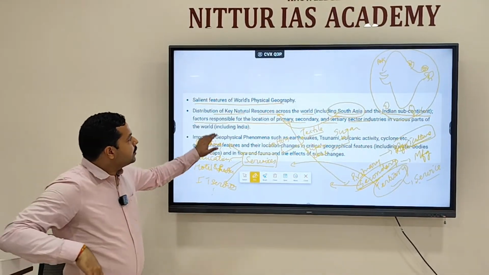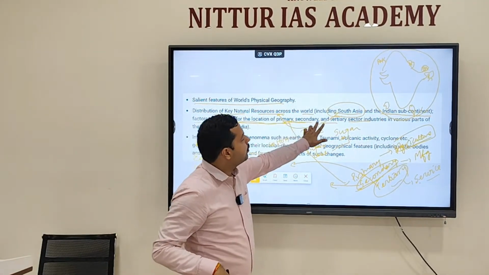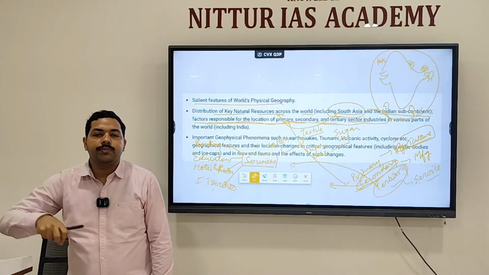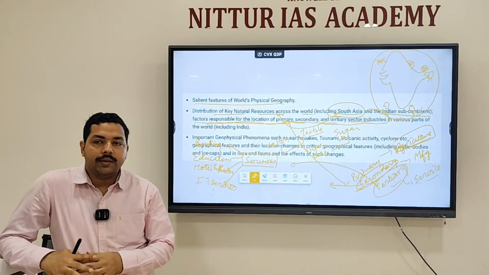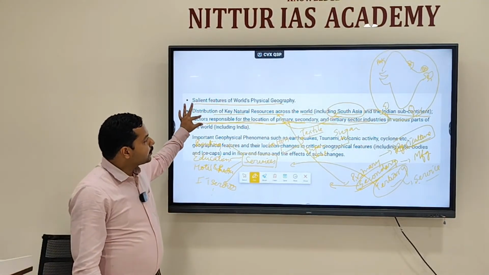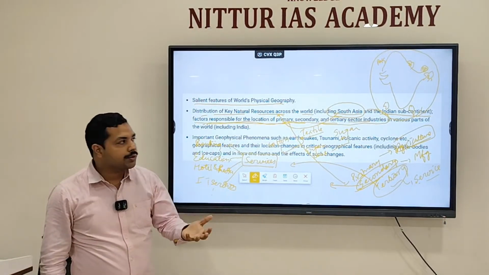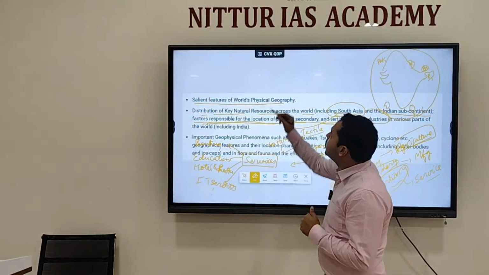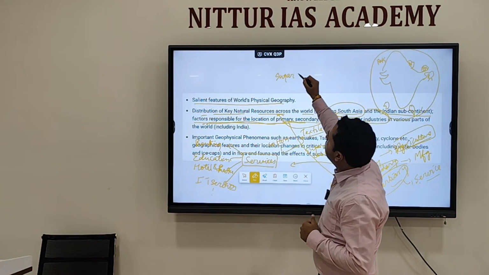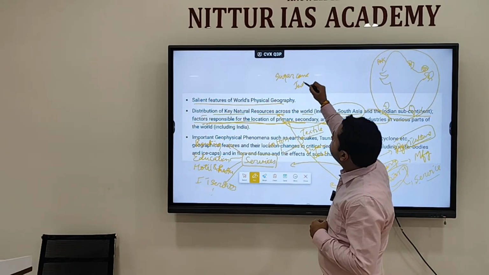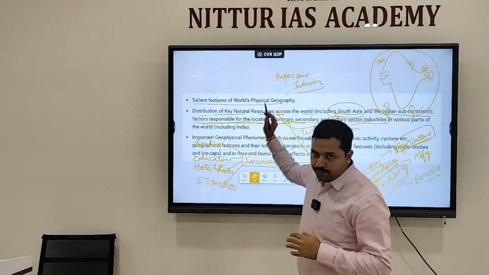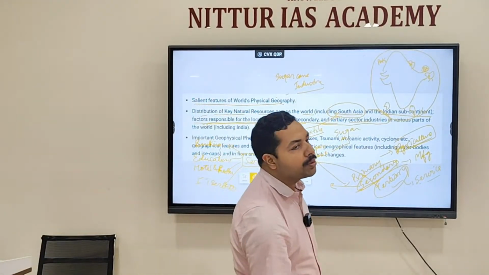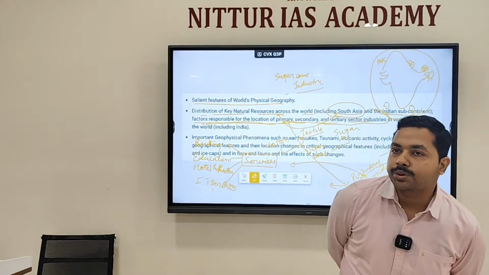So what you are finding is factors responsible for location of primary, secondary, and tertiary industries. Where these industries are going to be set up, that you need to study. Clear? So this is what is going to come in the case of examination. Factors responsible for location of primary, secondary, and tertiary industries. For example, let's say if you have to set up a sugarcane industry, where are you going to set up this industry? Let's say you have money, you have other things, you want to set up a sugarcane industry. Where are you going to set up the sugarcane industry?